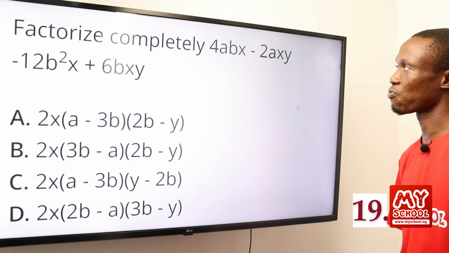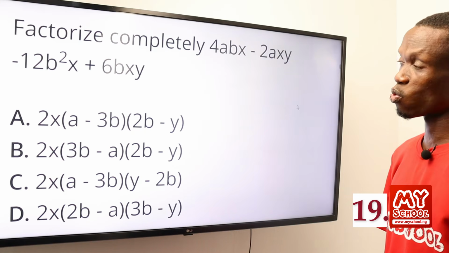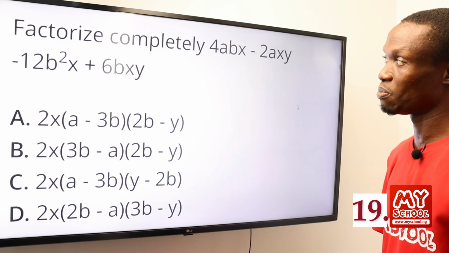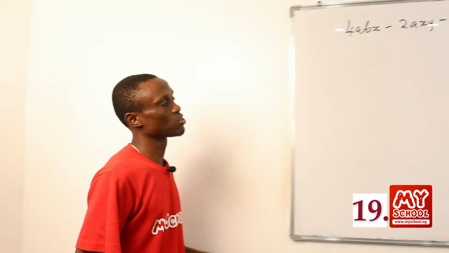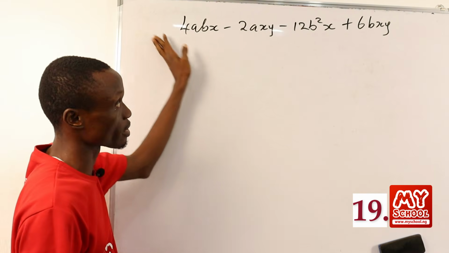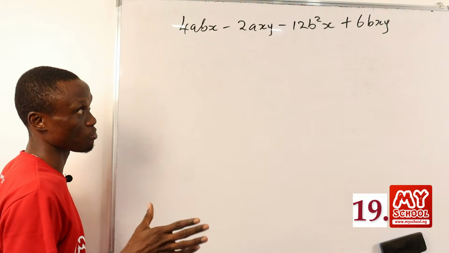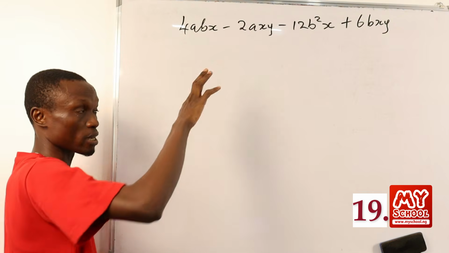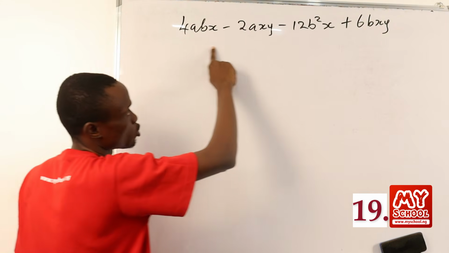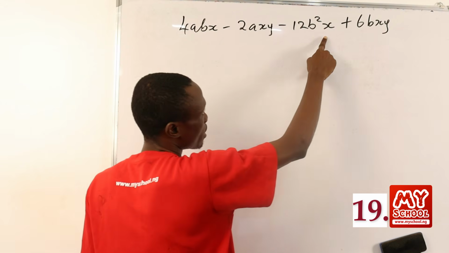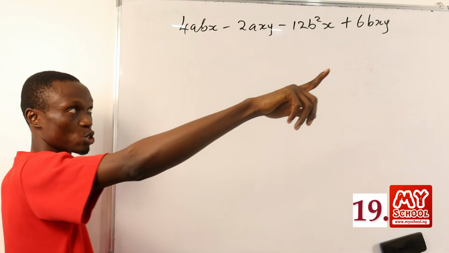Factorize completely 4abx minus 2asy minus 12b squared x plus 6bsy. So let's move over to the board to factorize, right? This is the algebraic expression that we are asked to factorize completely. Before you factorize, you have to look at the algebraic expression carefully. If you look at it carefully, you discover that s is common throughout. There's s here, there's s here, there's s here, and there's s here. And secondly, 2 can as well divide throughout, right?